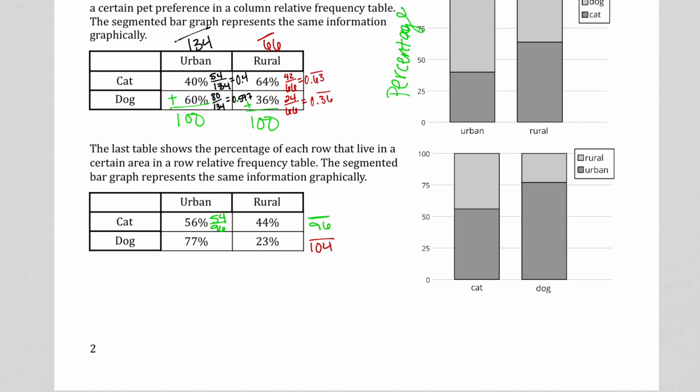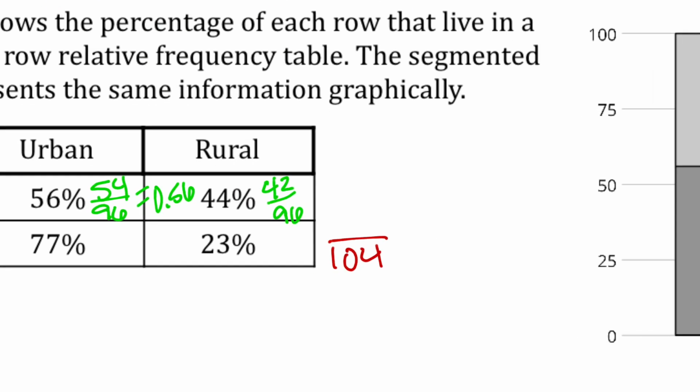So 54 divided by 96 is 0.5625. So 0.56. I'm just going to say that because it's going to round down because the 2 rounds down. Okay, and then for the rural cat, I'm just looking at my values from above. So 42 divided by 96 is 0.4375. I'm going to erase my denominator over here. It is 0.4375.